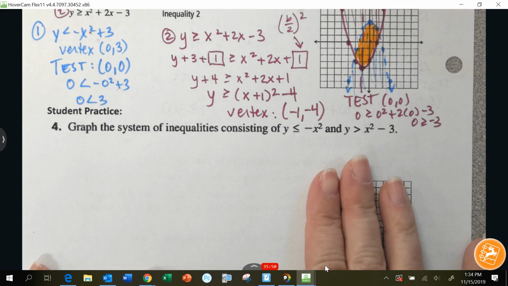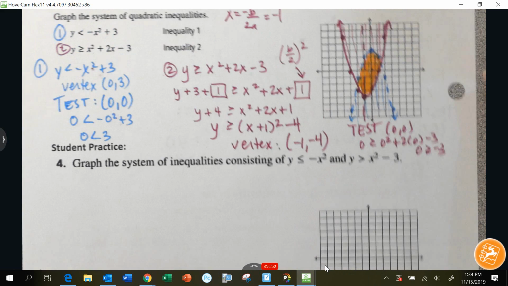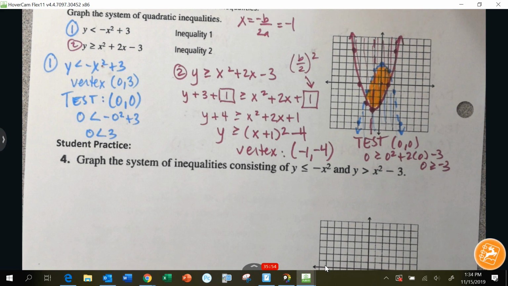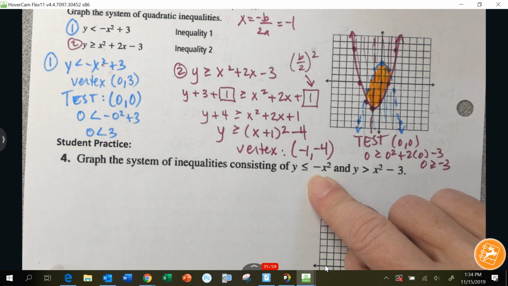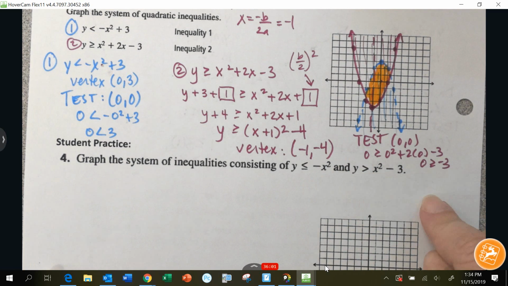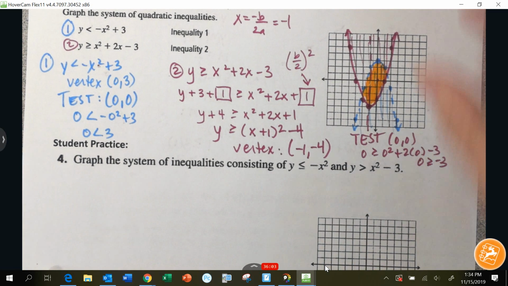All right, last one. Graph the system of inequalities consisting of y is less than or equal to negative x squared and y is greater than x squared minus 3. This is a really easy one.